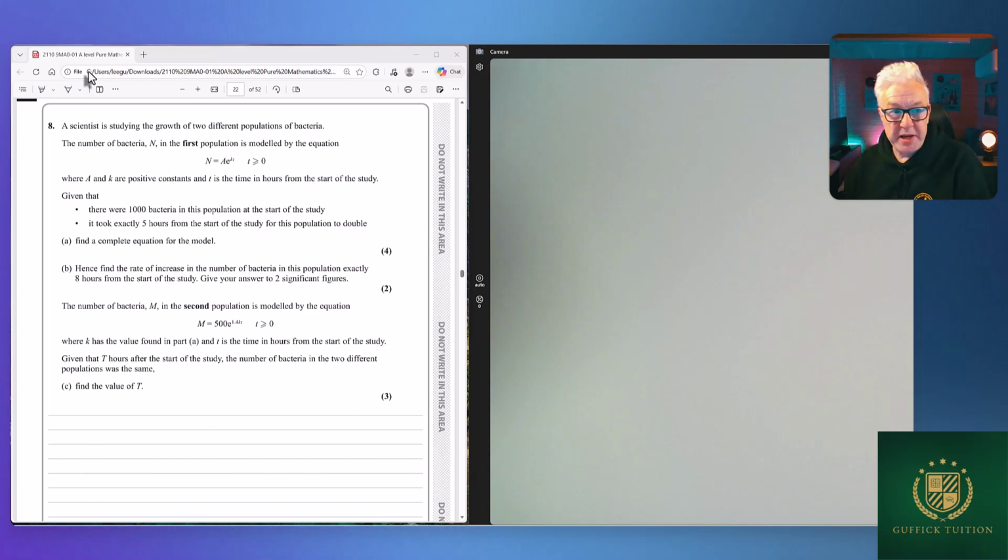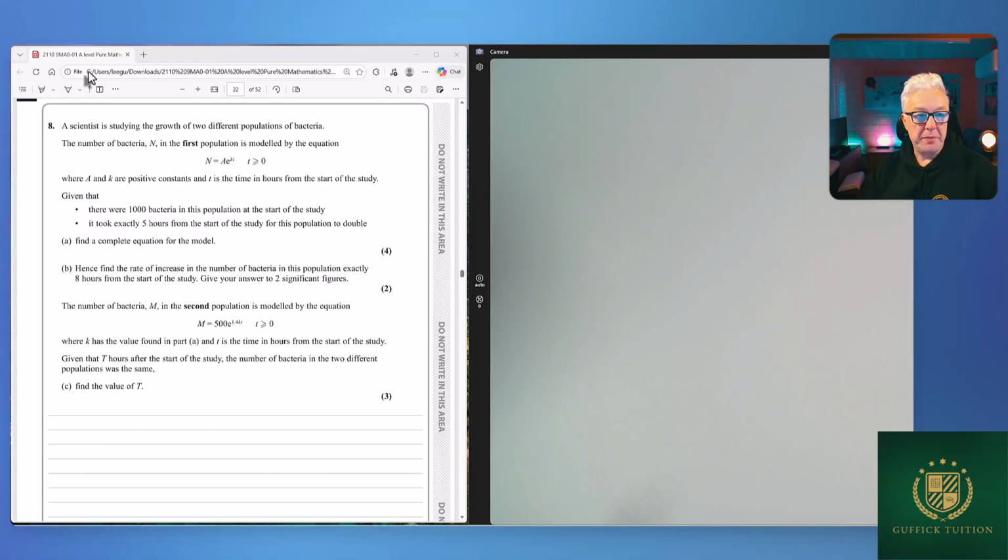Hello everyone, we've got an exponential modelling question here now, a very popular kind of question. A scientist is studying the growth of two different populations of bacteria. The number of bacteria n in the first population is modelled by the equation n equals a e to the kt, where a and k are positive constants and t is the time in hours from the start of the study. Given that there were 1,000 bacteria in the population at the start of the study and that it took 5 hours from the start for the population to double, find a complete equation for the model.